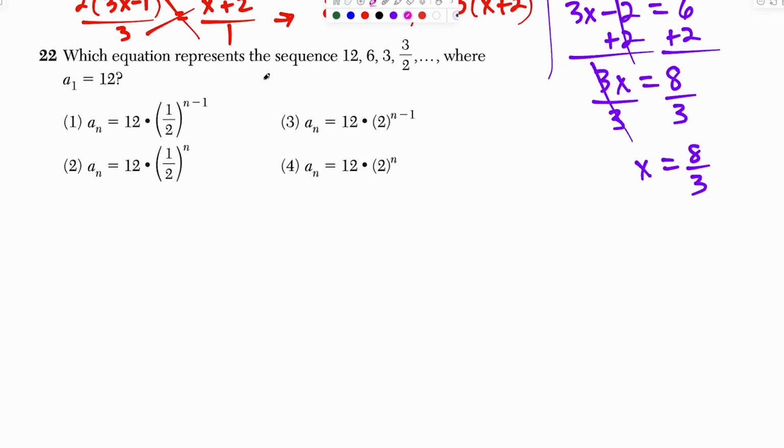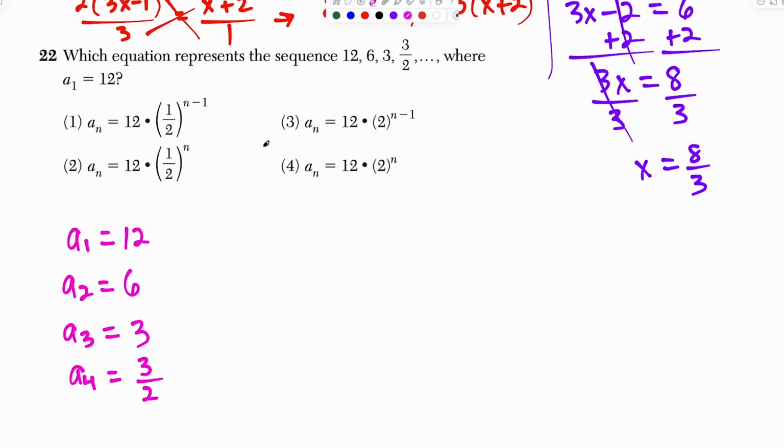Question 22, which equation represents the sequence we have 12, then 6, then 3, then 3 over 2, where a sub 1 is equal to 12? So this represents the first term of the sequence. So you could say a sub 1 is equal to 12. The second term in the sequence would be a sub 2. A sub 2 is equal to 6. A sub 3 is equal to 3. And a sub 4 is equal to 3 over 2.